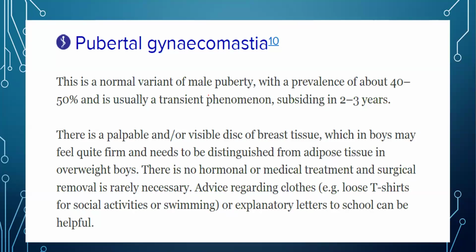Okay. Next, pubertal gynecomastia. This is a very common normal variant of male puberty. When male puberty happens, sometimes you might see a visible disc of breast tissue, and sometimes it can be confused with excessive fat, especially if the child is overweight. But during pubertal development, boys can have a bit of breast enlargement, okay? Or they can have a bit of visible or palpable disc of breast tissue.